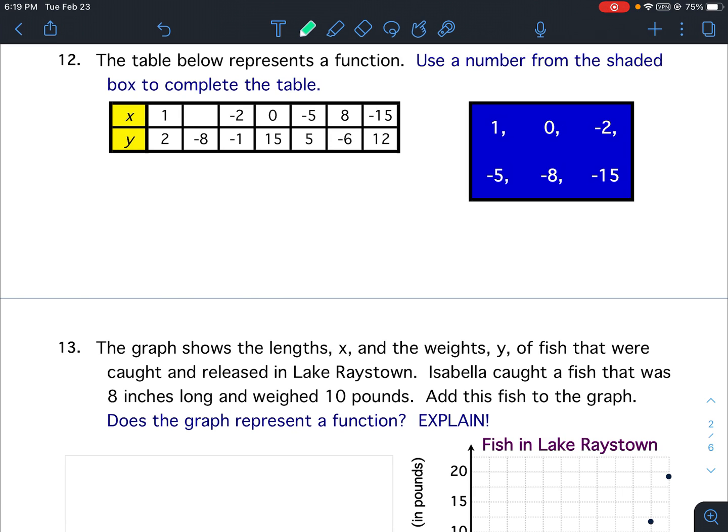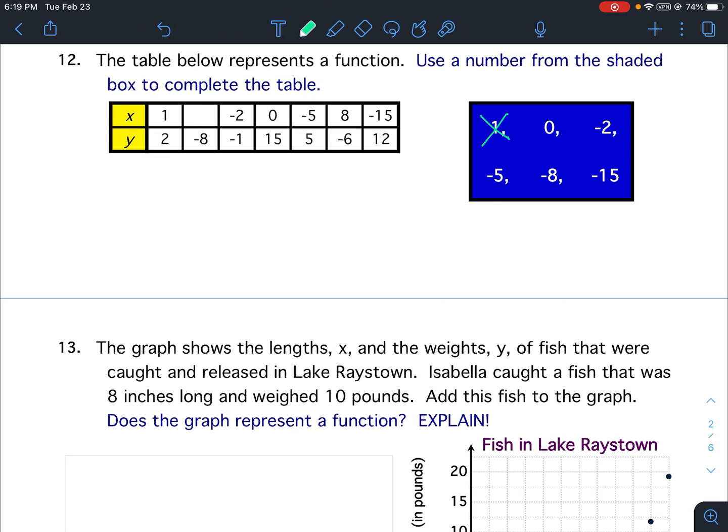For 12, the table below represents a function. Use a number from the shaded box to complete the table. So let's look at this first number, all right? If I plug in a 1 here, I've got 1, 2, and I've got 1, -8. That means the input 1 has 2 outputs. That would not be a function. So my answer is not 1.